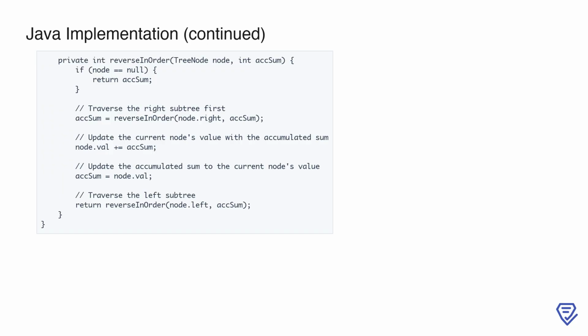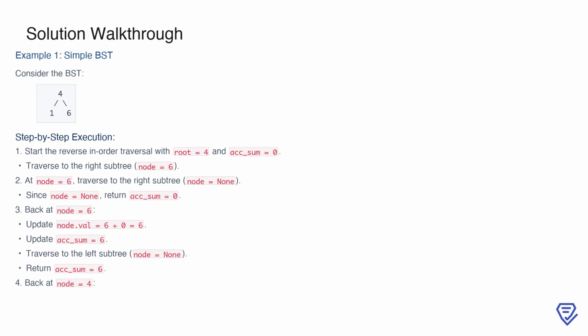After traversing the right subtree, we update the current node's value by adding the accumulated sum to it. Then, we update the accumulated sum to the new value of the current node. Finally, we move to the left subtree, continuing the reverse in-order traversal. This recursive mechanism ensures that each node's value is transformed into its greater sum tree equivalent, and the entire tree is processed efficiently.